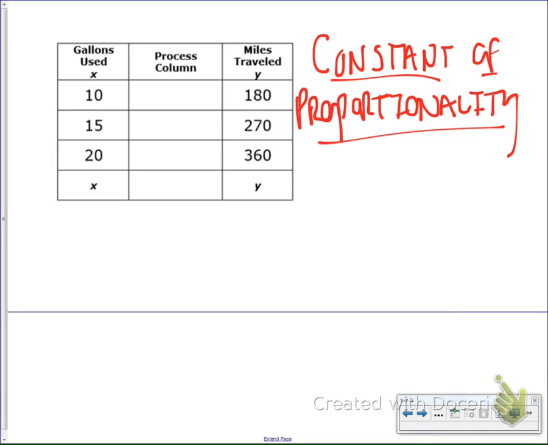So to find our constant of proportionality, we're going to call it K. This is going to be the symbol that we see. And that represents y over x. Very similar to our unit rate.